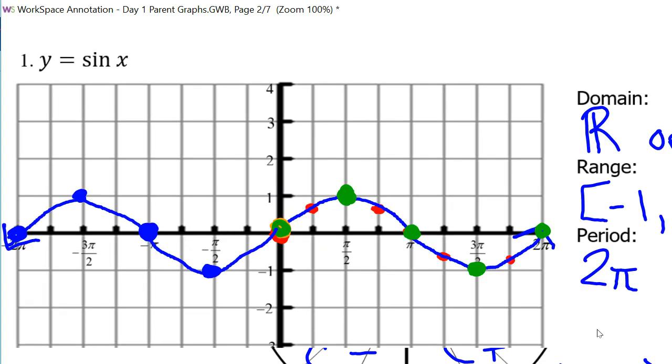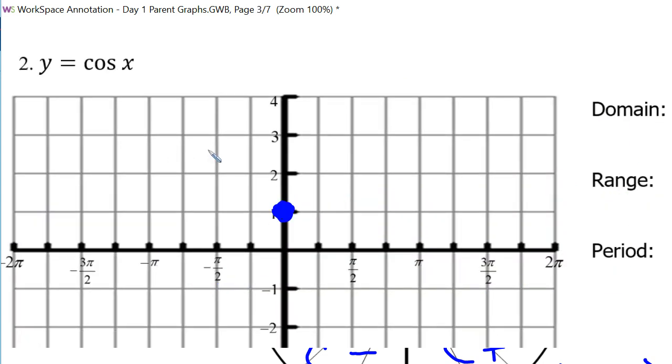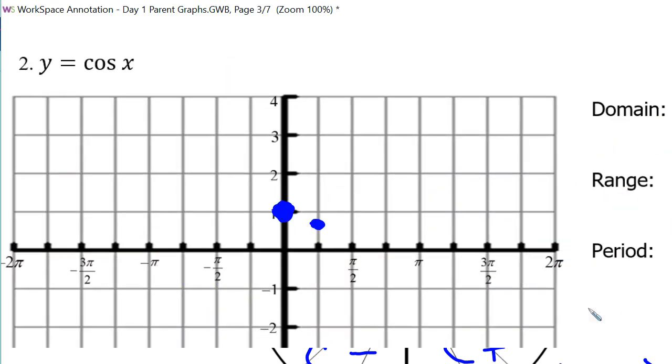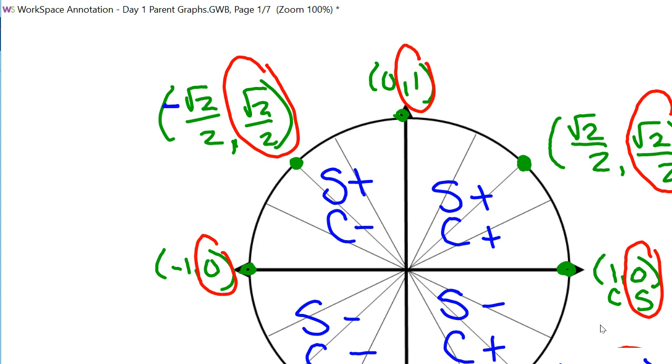For pi over 4, what's the cosine for pi over 4? Cosine for pi over 4 would be about 0.7. So pi over 4 is at 0.7. Pi over 2, what's the cosine for pi over 2? 0. So pi over 2 is at 0. 3 pi over 4. What's the cosine for 3 pi over 4? Negative 0.7 is correct.